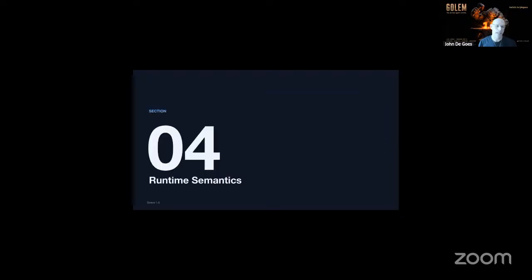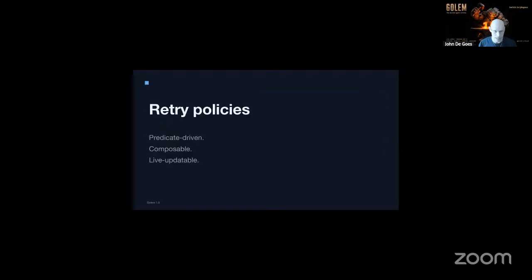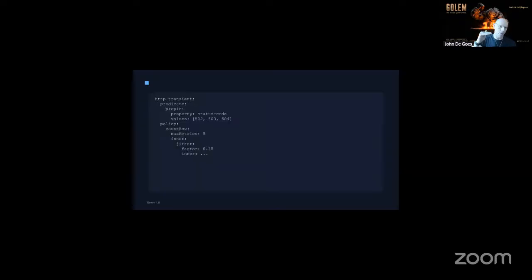Our runtime semantics have, I think, improved quite significantly. We had some built-in automatic retry stuff that was not customizable and worked at a very low level. And so we've overhauled that. Now our new retry policies are driven by predicates. They're composable. You can update them live. You can customize them as much as you want. And I think they operate at a higher level.